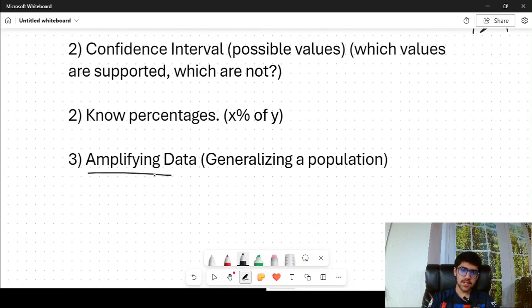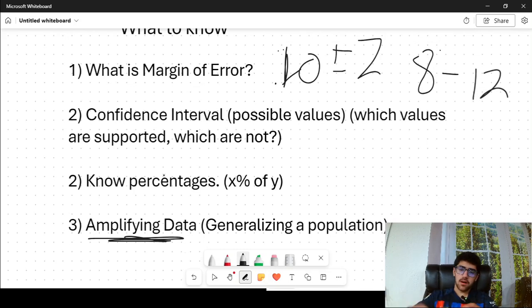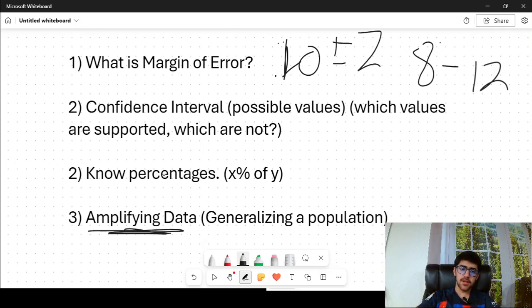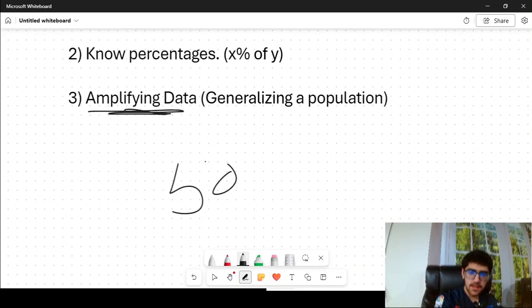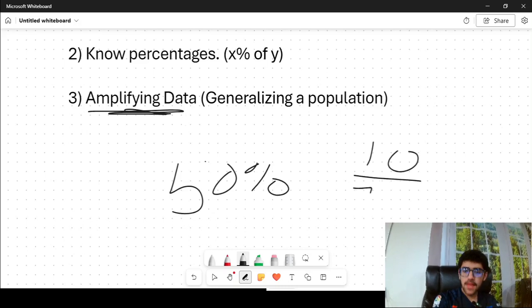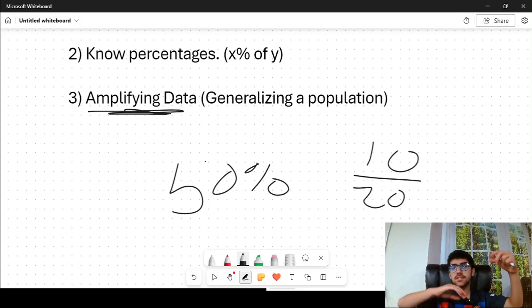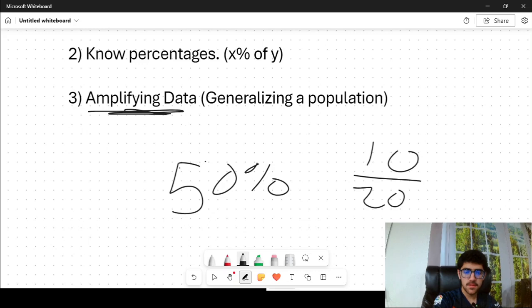And then one of the biggest topics is amplifying data. Many questions will be like, let's use the same example. Let's say you surveyed the 20 students, and you got that 10 of them played sports. From there, you want to generalize or amplify the data to fit 1,000 students. So if you had 10 out of 20, you could say there's 50%, or you could say the fraction 10 over 20, and then multiply that by 1,000 to estimate, not find, the number of students from the whole school who play sports.